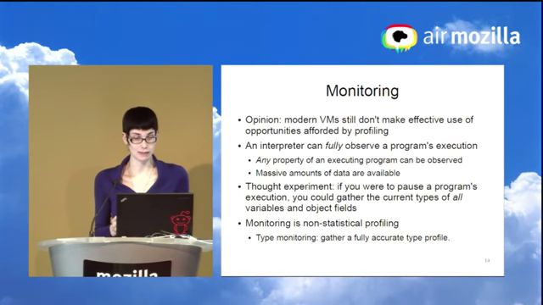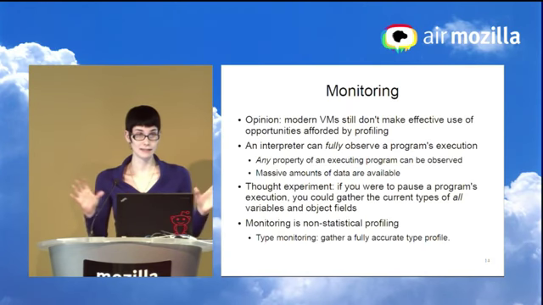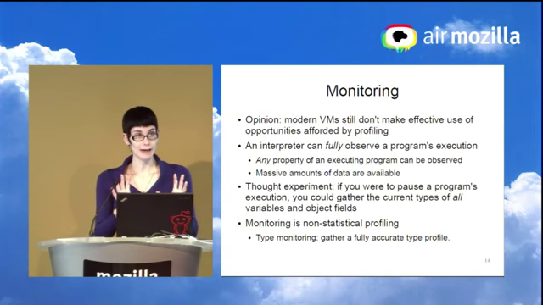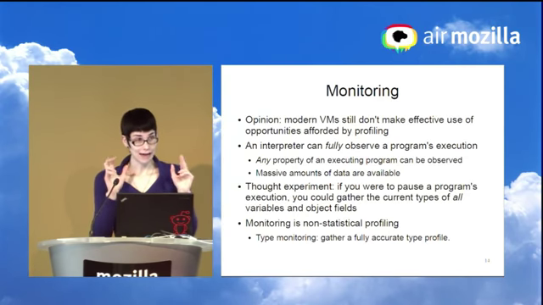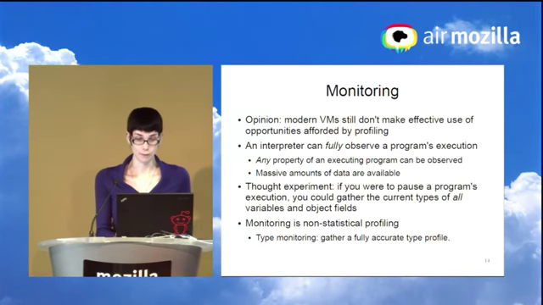So as a thought experiment, if you had a program that was executing and you could just freeze it at any point in time, you could actually gather the types of all variables and object fields in your program. If you could scan your heap, you could build a fully accurate profile of all the types in your program at that moment. And it seems like what you should be able to do with something like that is actually pretty tremendous. So the idea of monitoring is basically that it's non-statistical profiling. So what I want to do with Higgs is basically to gather a fully accurate profile of the types inside of a program.